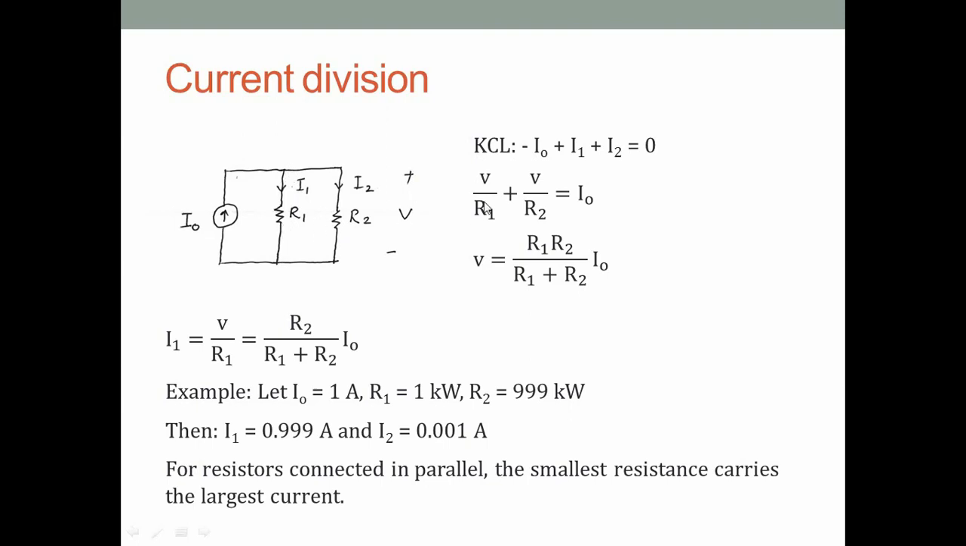So we say V by R1 plus V by R2 equal to I0. And so I solve for V: R1 R2 by R1 plus R2, I0. You know this is a parallel combination. Now we use this to find the currents.